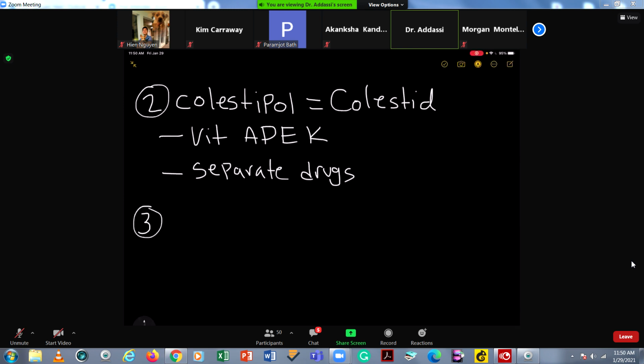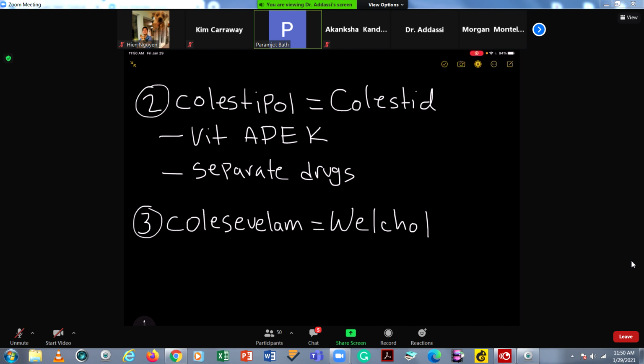And then the last one is Welchol. Where have we seen Welchol before? Diabetes. Right, diabetes. And what's also good about this drug is that it could be used in pregnancy.